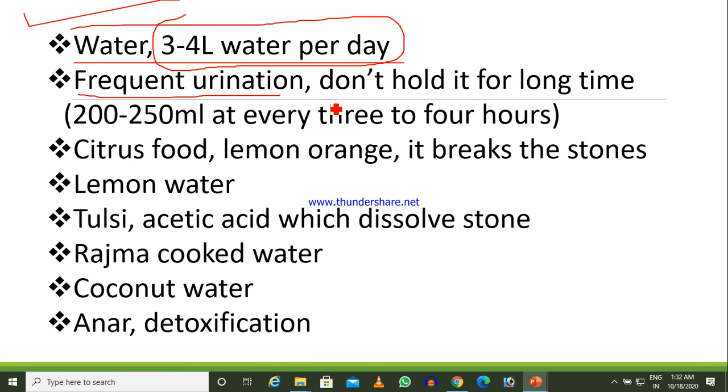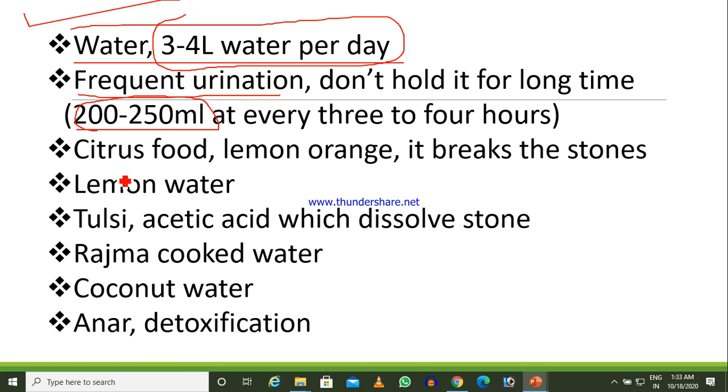People who are working in a call center or IT company will be holding the urine for a long time. If you are holding the urine, the nucleation will take place. So you should not hold your urine for a long time. At least within 2 to 3 hours, you should go for urine, and minimum 200 to 250 ml urine should get excreted. That much water you should take. It will not allow for the nucleation.